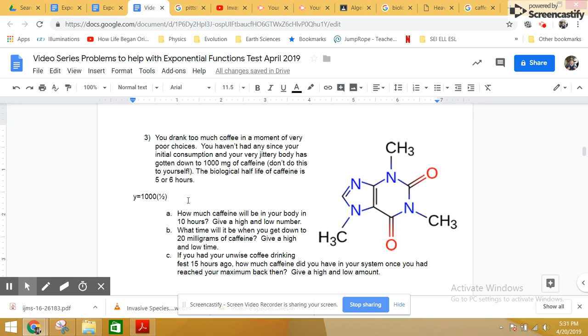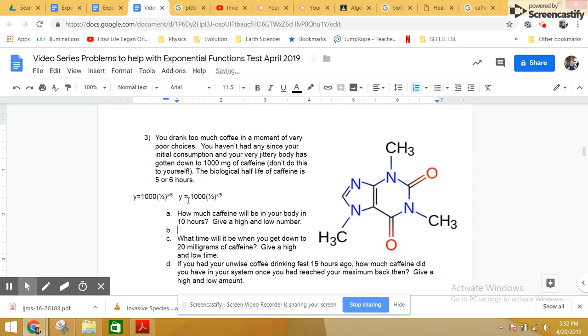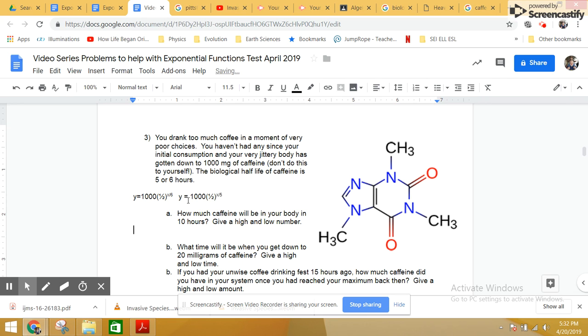So we're going to do both. So x over 6 for the long half-life, and y equals 1,000 milligrams of initial value times 1/2 to the x over 5. Those are going to be our basic two equations that we're working with. When we get to part A, we want to find out how much caffeine is going to be in our body in 10 hours.